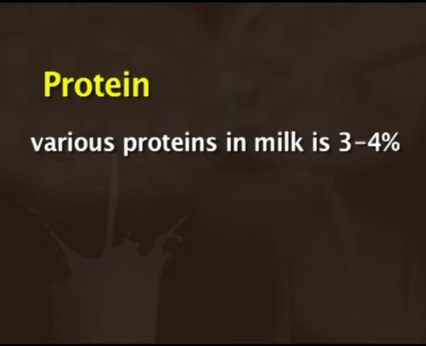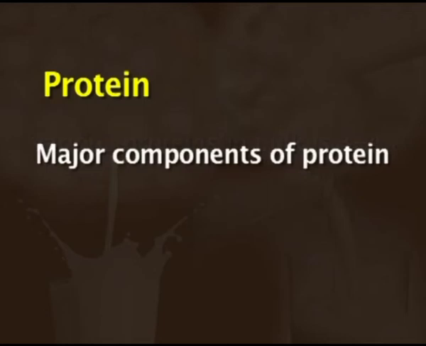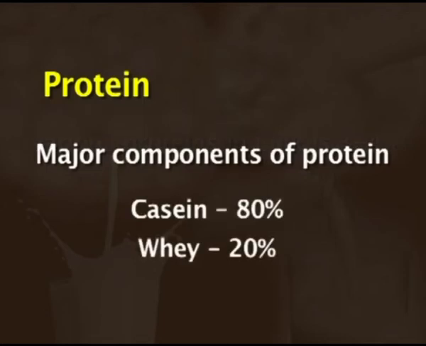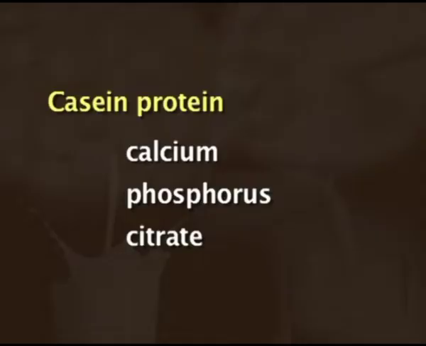Now coming to the protein part of the milk, it is about 3 to 4%. The protein is chiefly made up of two major components, which are casein and the whey proteins. Casein contributes to about 80% of the major proteins of the milk, and they are the solids. Along with the protein component, casein is found in the form of calcium caseinate or citrate caseinate, etc., because it is in combination with calcium, phosphorus and citrate.